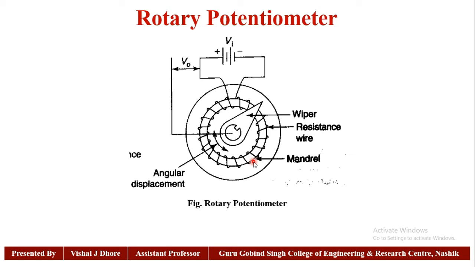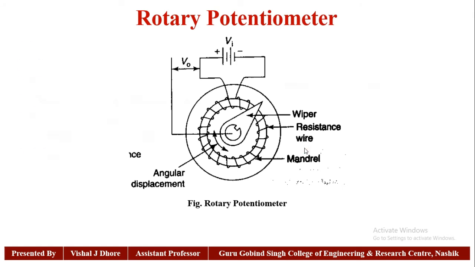The wire wound track may be single turn or helical turn. The output is proportional to the angle through which the slider has rotated. So the angular displacement can be converted into a potential difference. So this is about the rotary potentiometer.